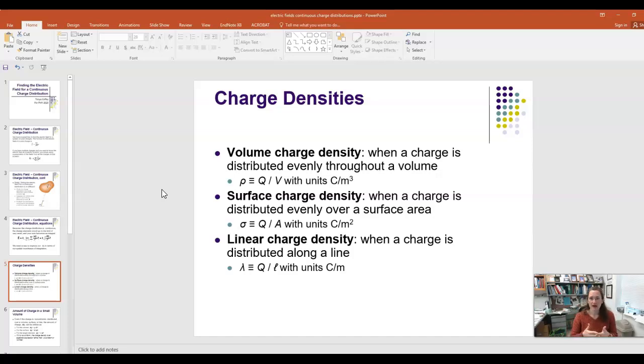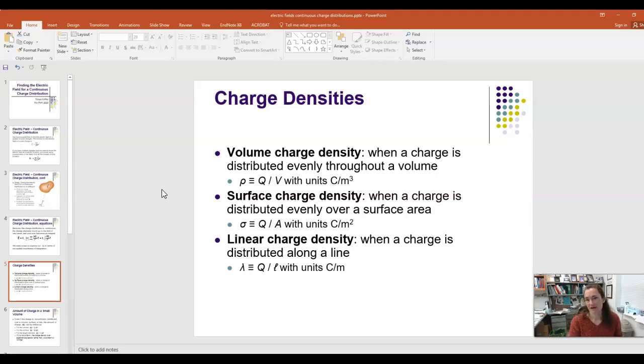Now, you might have a shape that you could consider to be two-dimensional. If you have a two-dimensional shape, then you have a charge distributed over an area. In that case, it would be simpler to use a surface charge density. A surface charge density is usually symbolized in most textbooks by the Greek letter sigma. Sigma here would be the total charge, big Q, divided by the area over which that charge is distributed, and the units for that would be coulombs per square meter.